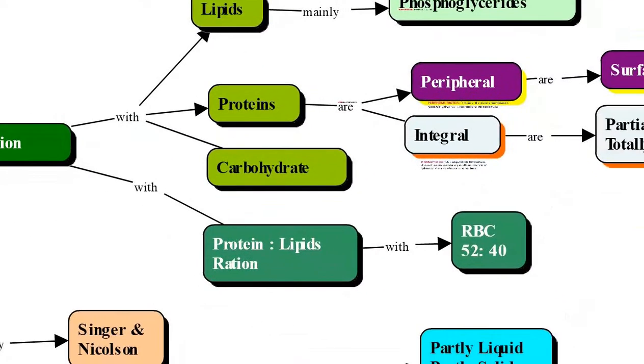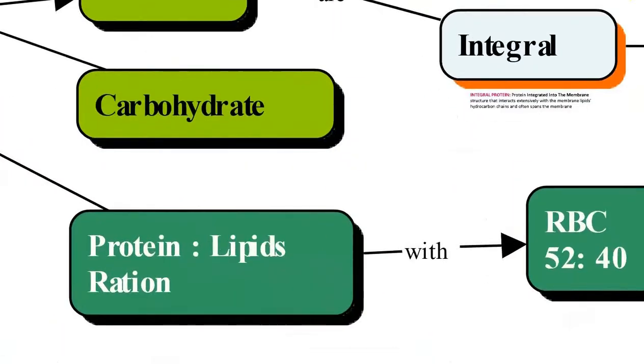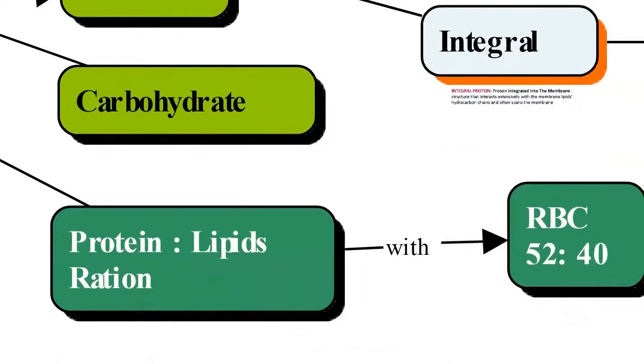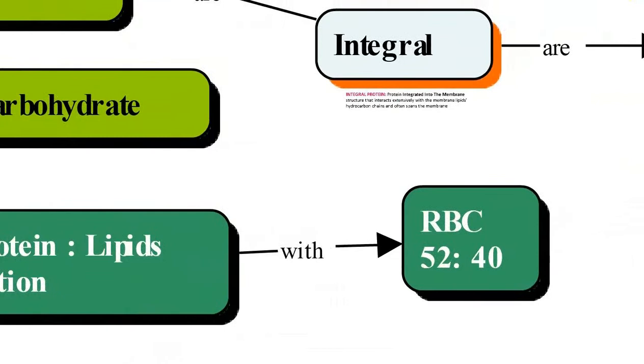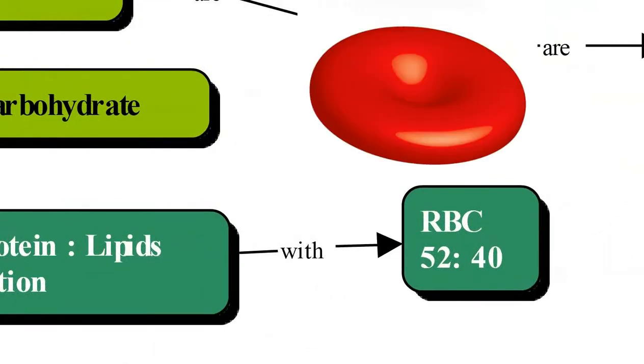Then coming to the composition, the percentage of proteins with respect to lipids and other components differs from cell to cell. For example, the protein and lipid ratio in the case of RBC is 52 to 40%.